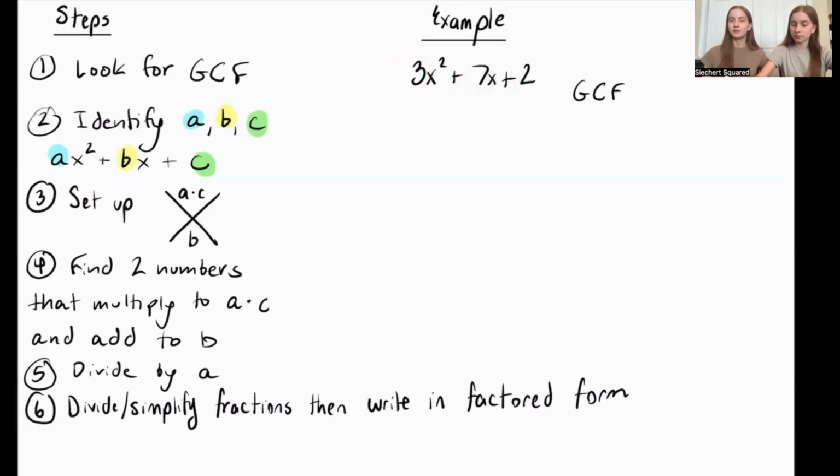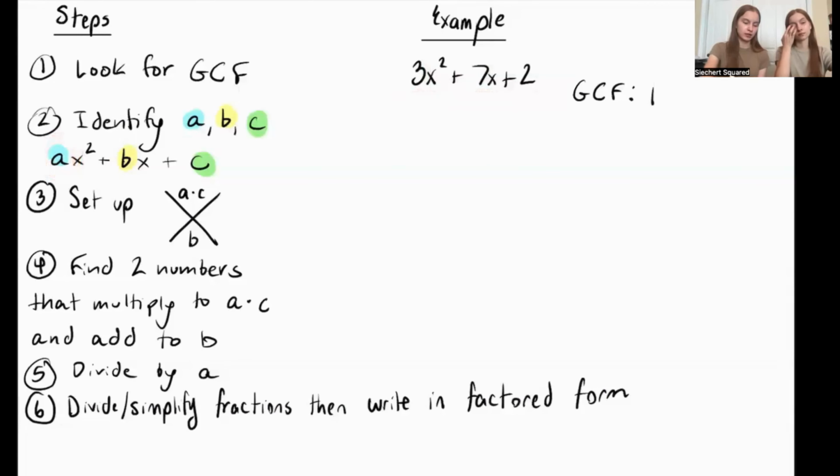And again, when your GCF is 1, you're not actually going to have to divide out the GCF because it's not going to change anything. So for the next one, you're already going to be ready to identify your A, B, and C. Just be careful. Oftentimes, if your question's already written in standard form, your A, B, and C will be in order. However, it's not always, so just double check.